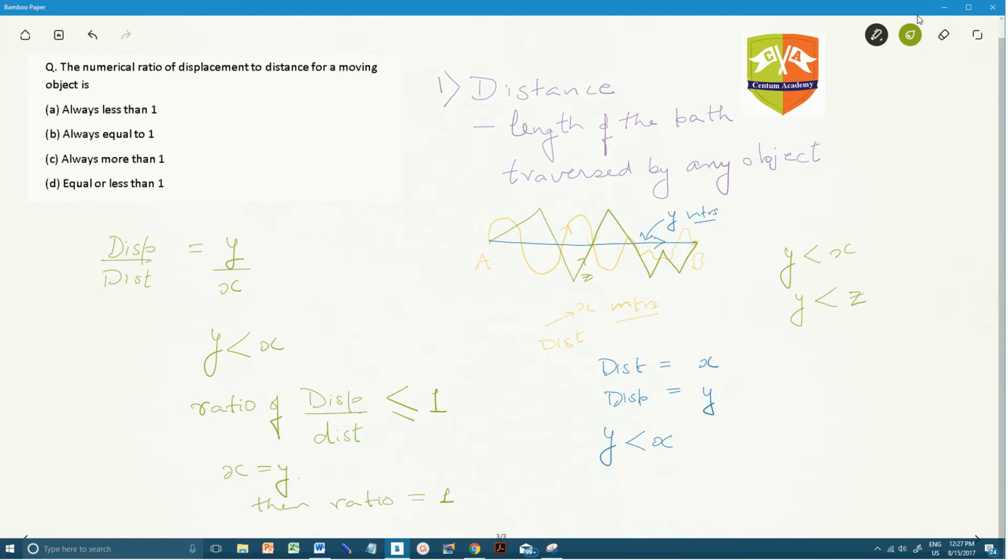So what do we observe? We observe that displacement will always be less than or equal to distance. So hence our option will be D, right? The numerical ratio of displacement to distance for a moving object is equal to or less than 1.